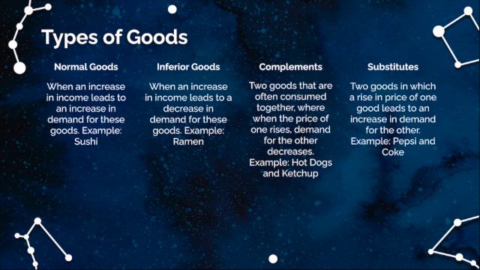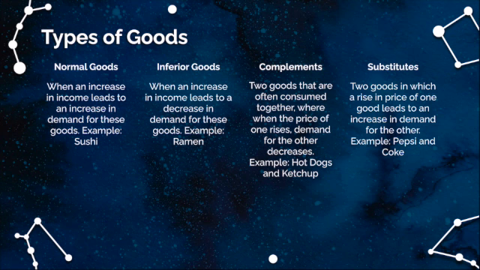The types of goods include normal goods, inferior goods, complements, and substitutes. Normal goods are when an increase in income leads to an increase in demand for these goods. These are usually more luxurious services or goods, for example, sushi. And inferior goods are when an increase in income leads to a decrease in demand for these goods, which also means that a decrease in income will lead to an increase in demand for these goods, like ramen.